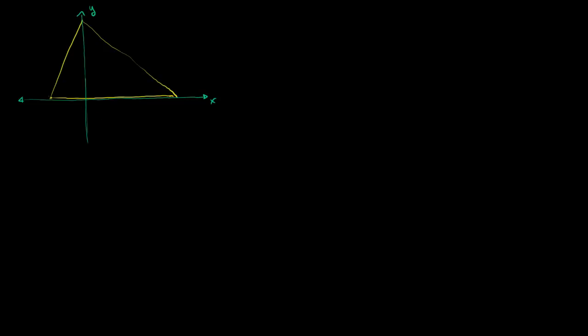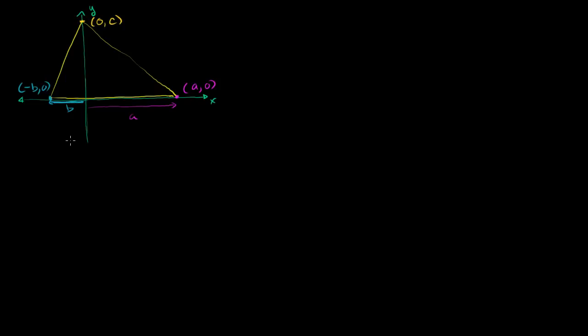Now, we said that this is an arbitrary triangle. So let's just make this distance equal to a. So this vertex would be the point a, comma 0. Let's make this distance right here equal to, I don't know, b. So this is the point negative b, comma 0. And let's make this point y equal to c. So this is the point 0, comma c. So it's an arbitrary triangle. Any triangle can be represented this way.